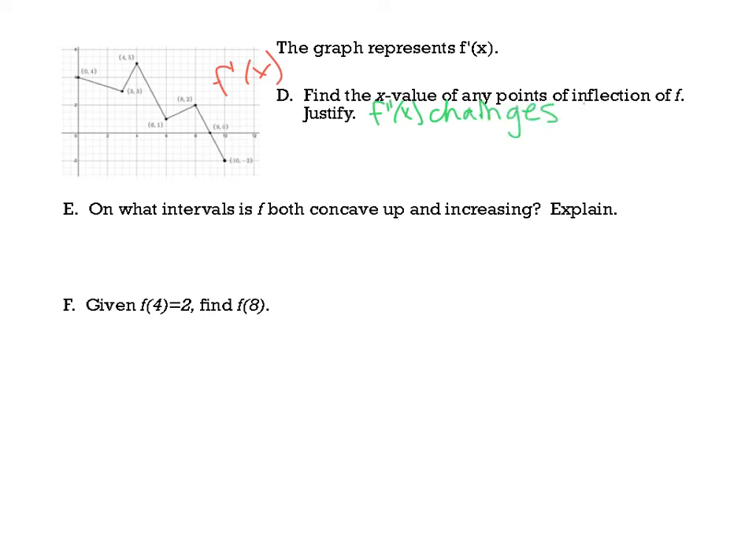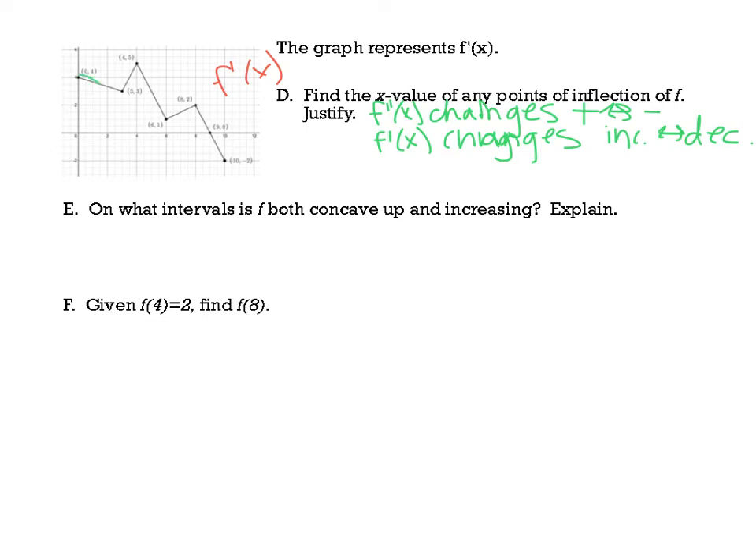So where the second derivative changes from positive to negative or vice versa. So we'll do a double arrow there. So that's going to be where your first derivative changes from increasing to decreasing or vice versa. So I'm going to highlight all of those spots.